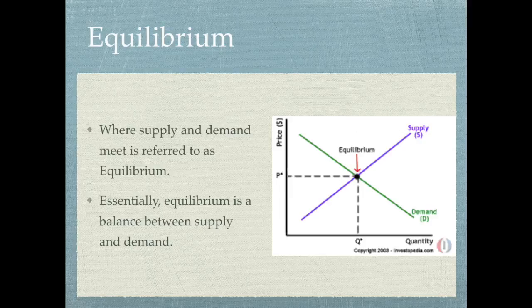A point that we haven't talked about yet is equilibrium. Equilibrium is the balance between supply and demand, which is right in the middle of where they cross at. Since this is the middle of supply and demand, it is usually where the market tends to drift towards.